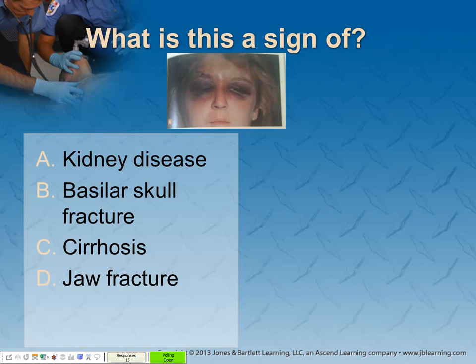All right, what is this for one thing? Raccoon eyes. Battle sign. The raccoon eyes. Behind the ears. Battle signs are considered periorbital ecchymosis. Oh, battle signs are behind the ears. And you also have bruising behind the ears. But raccoon eyes is known as battle sign. So what is this indicative of? There's only 16 of y'all answered. Everybody answer.